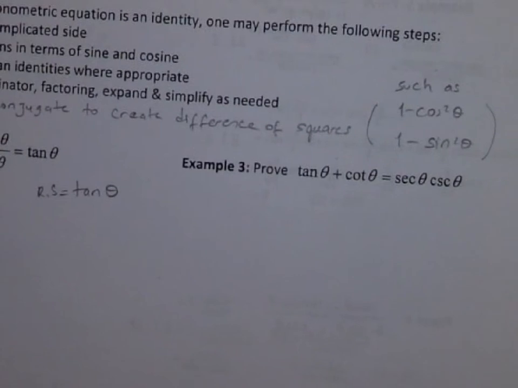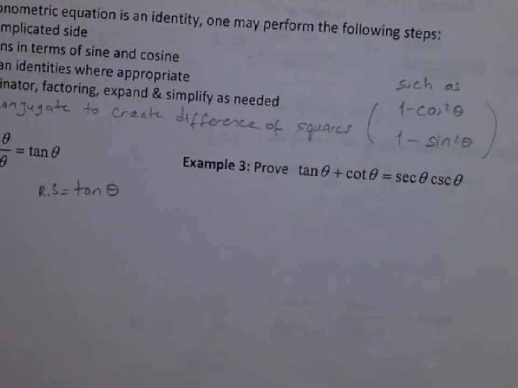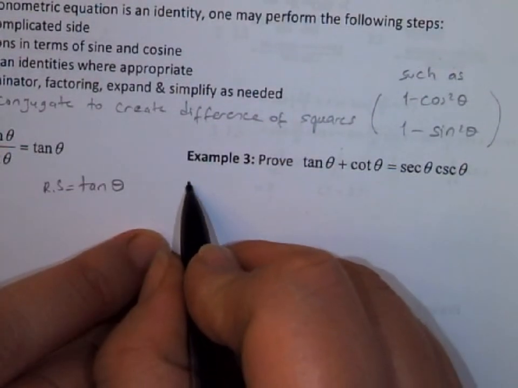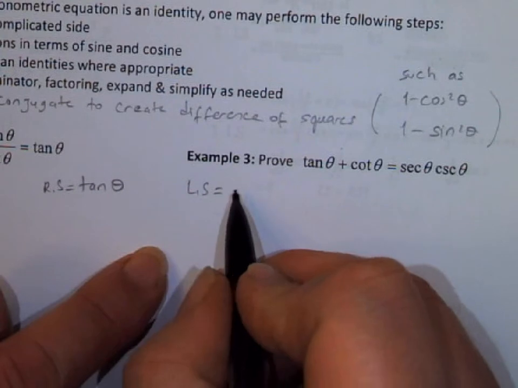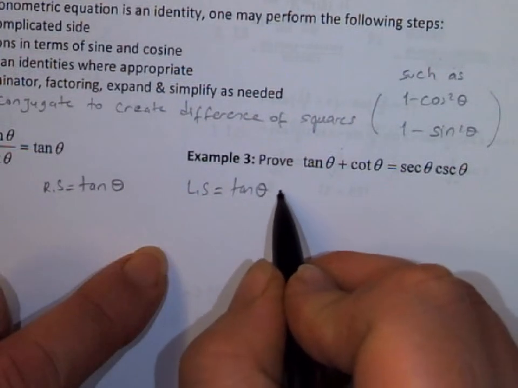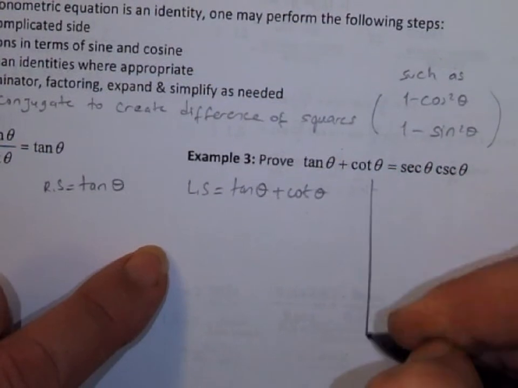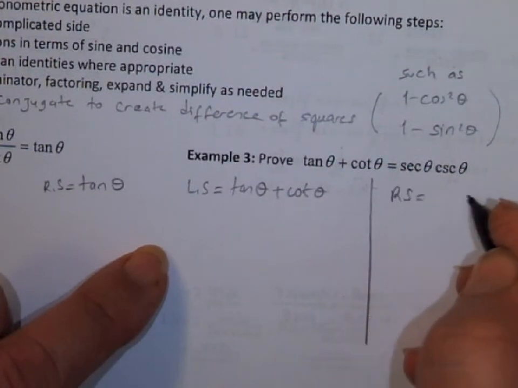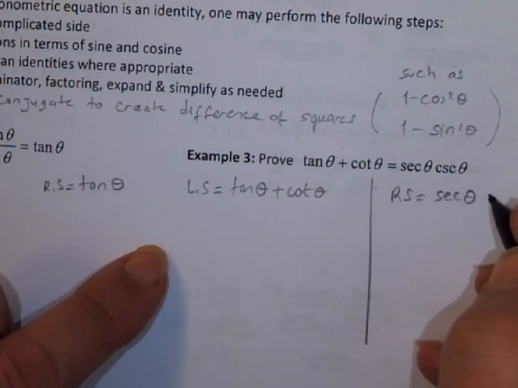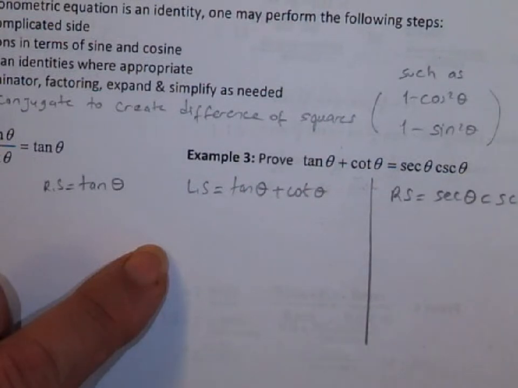Okay, next one. Example 3, prove tangent theta plus cotangent theta equals secant theta times cosecant theta. So we can replace everything and write them in terms of sine and cosine. Okay, but of course we separate left side from right side. So left side tangent theta plus cotangent theta. Right side secant theta times cosecant theta.